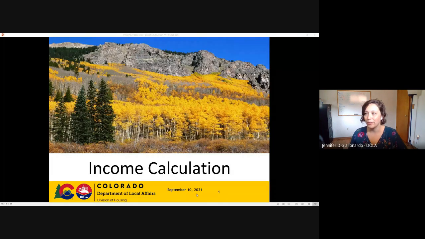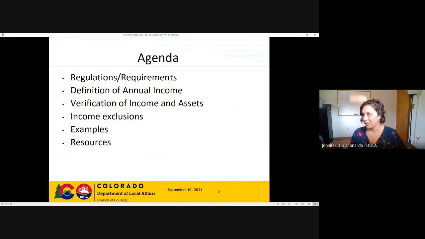And so just jumping right in. Our agenda for the day will cover regulations and requirements, so the why behind this methodology we require. We'll go over the definition of annual income, verification of both income and assets. We'll talk about the income you must exclude. We'll go over a few examples and then just end with a few resources to get you guys started. So let's dive right in.